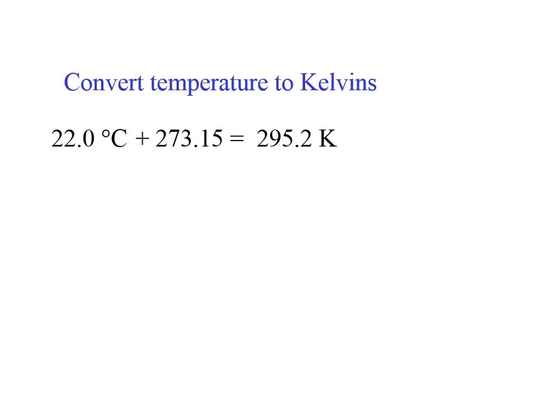All right, what else do we need to fix? Oh, gotta fix the temperature. Now remember, since we're adding, we round according to decimals, and that Celsius temperature was 1 decimal, so we're only allowed 1 decimal in our Kelvin temperature. So 22.0 plus 273.15 rounded to 1 decimal is 295.2 Kelvin. So there's our Kelvin temperature.